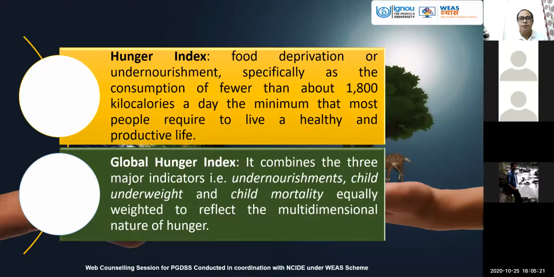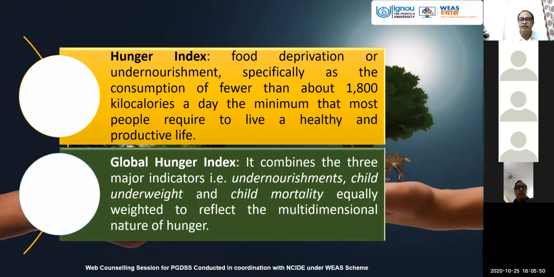That's why, to understand whether all citizens of the world are able to get all these basic human needs, to monitor this, we have the Global Hunger Index. It is a combination of three major indicators: undernourishment, child underweight, and child mortality. They are equally weighted to reflect the multidimensional nature of hunger.